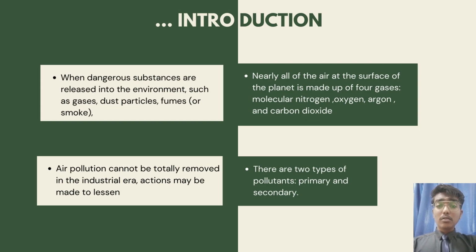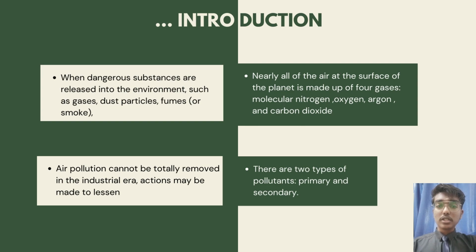They might also be created by nature or by humans. There are two types of pollutants, primary and secondary. Primary pollutants often result directly from a process, such as sulfur dioxide discharge from industries, carbon monoxide gas from automobile exhaust, and volcanic ash. Direct emission of the secondary pollutants does not occur.